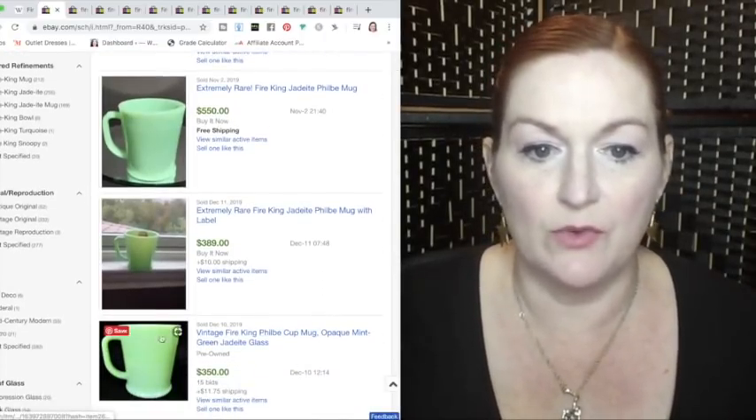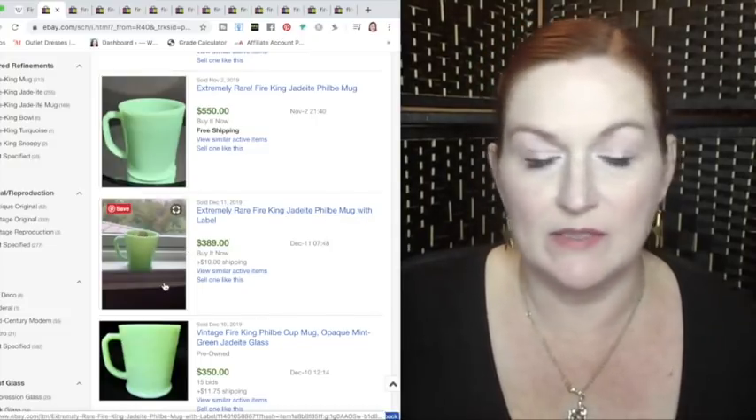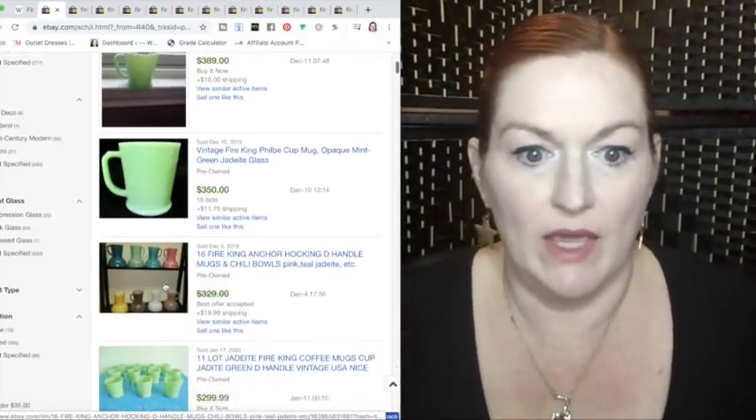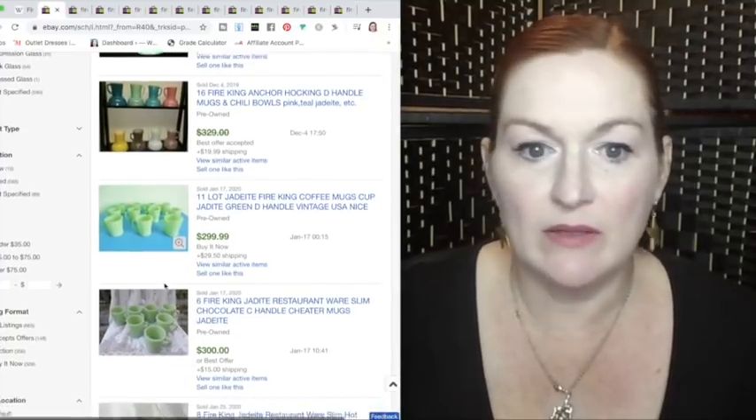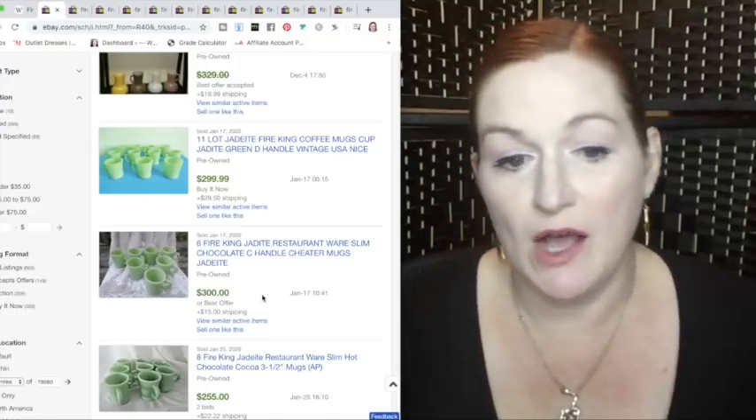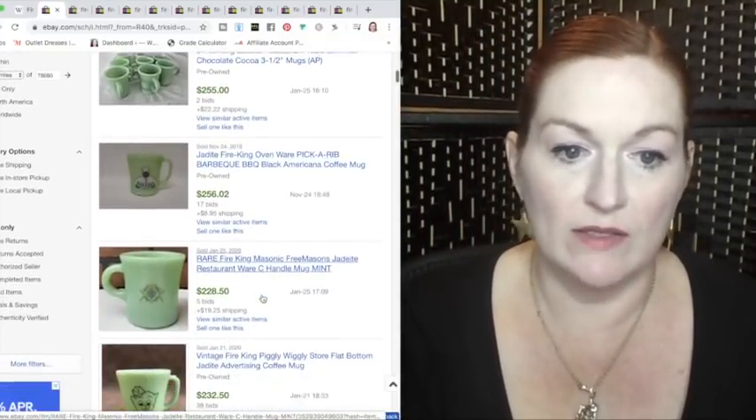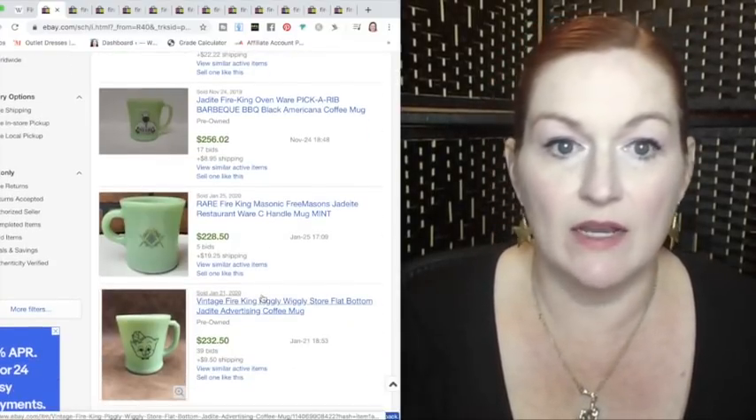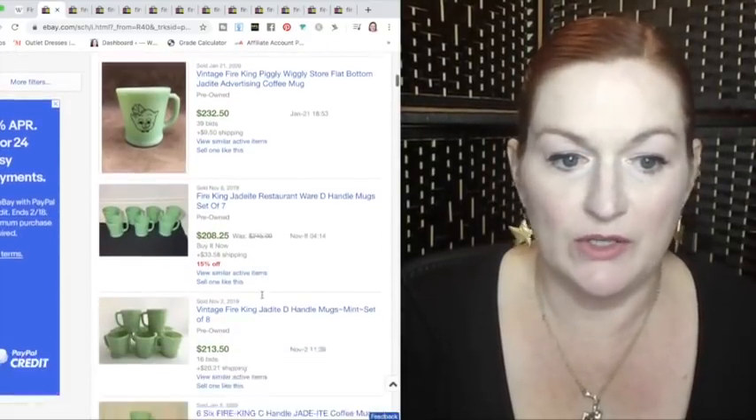So here are some. These ones are different ones that have a Philbe mug that has the label, or maybe it has a print that's imprinted on it, however they make it. But it's this green kind of color, light green, kind of milky. And here you can see a set of six sold for $300, a set of eight for $225. Even solo ones, here you see some that have advertising, Piggly Wiggly, Masonic one, a barbecue mug. These are in the 200s.